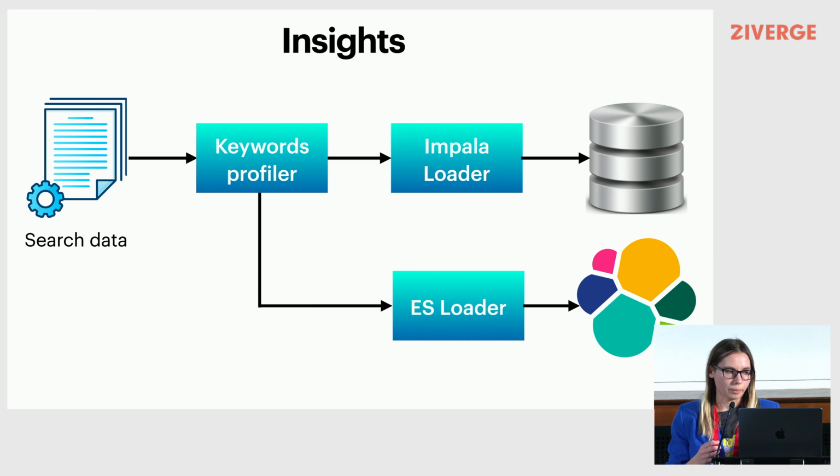Then we have a job which is called keywords profiler. This job classifies if there are some keywords in these searches. In this case, it would be BMW because it helps to understand that it's a car. And then there are 2 parallel pipelines here. Impala loader, similar to reporting, which just uploads the data to Impala after profiling, and Elasticsearch loader, because on the front end they connect to Elasticsearch and display it using Elasticsearch.